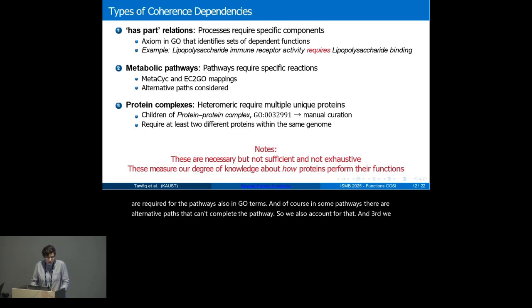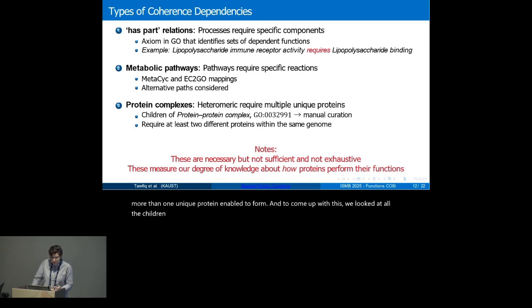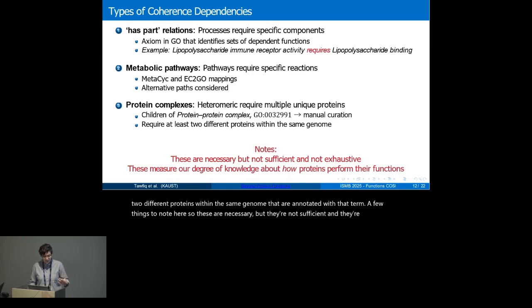And third, we have protein complexes, and we specifically focus on heteromeric complexes that require more than one unique protein to form. To come up with this, we looked at all the children of the term protein-containing complex, and we manually curated them as either heteromeric, requiring two or more unique proteins, or homomeric. And we focused on these heteromeric complexes, and the rule was that they require at least two different proteins within the same genome that are annotated with that term. A few things to note here. These are necessary, but they're not sufficient and they're not exhaustive. And they also measure our degree of knowledge of how proteins perform their functions.